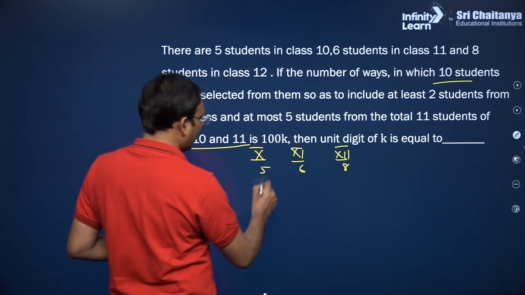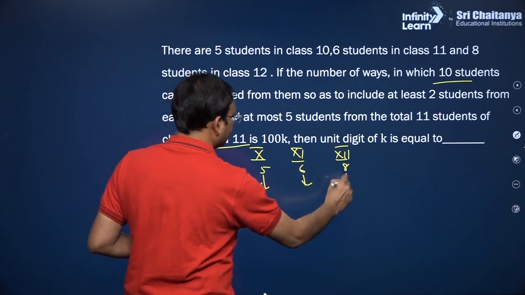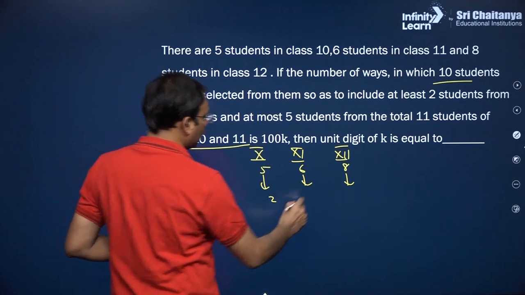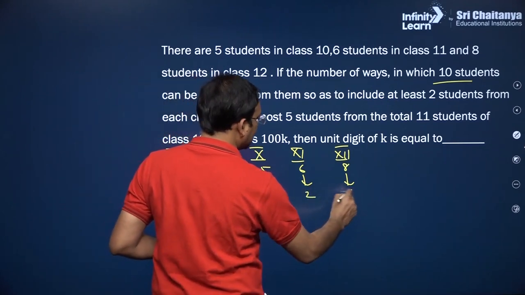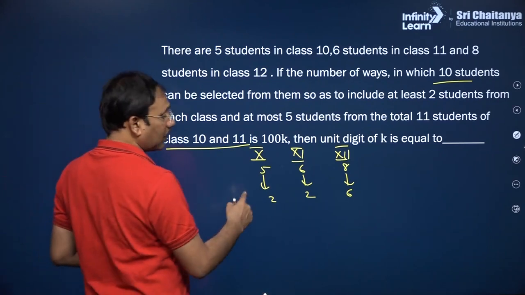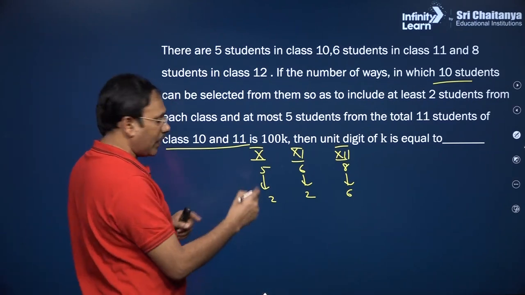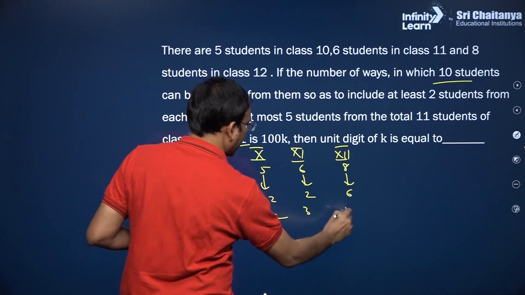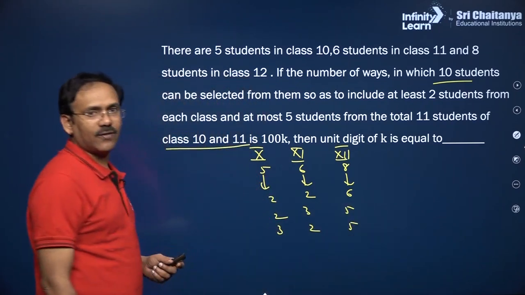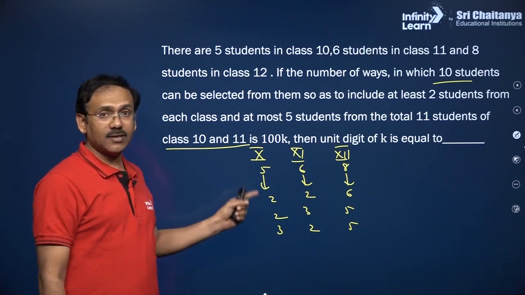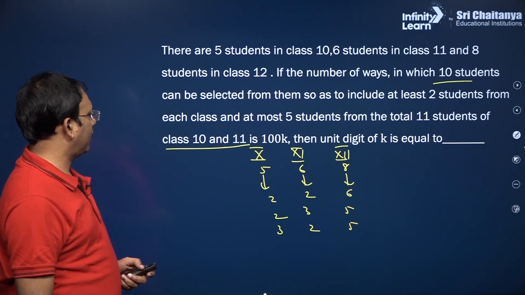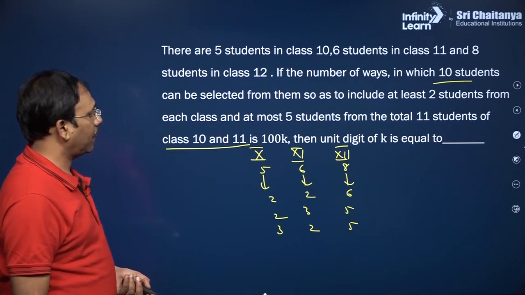So friends, from these you can take 2 and 2, that is 4, and 6 from class 12. This is one possibility, my dear friends. Or the sum cannot exceed 5, so it can be 2, 3, 5 or it can be 3, 2, 5. That's all, no other way. Because the sum for classes 10 and 11 is going to be a maximum of 5, my dear friends.